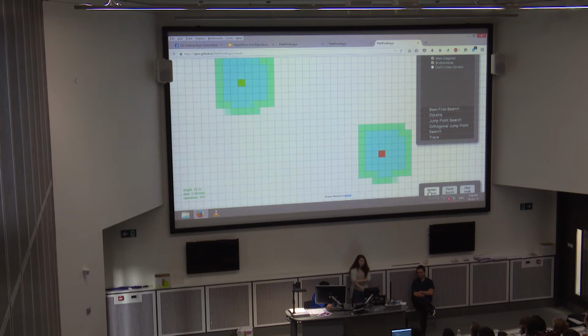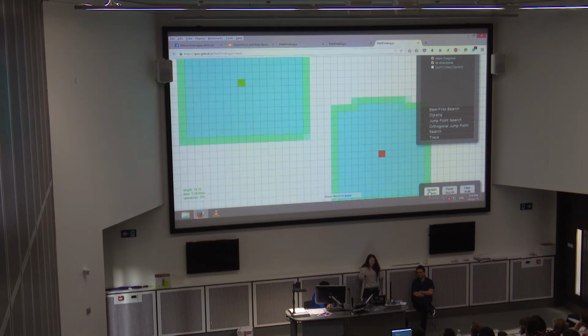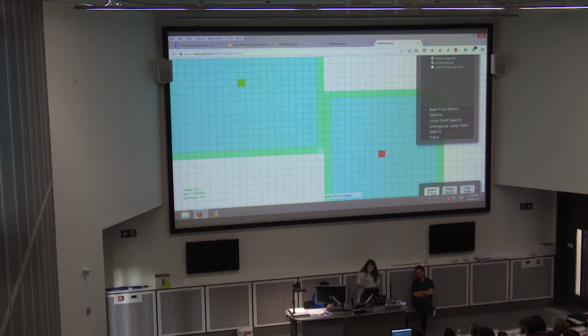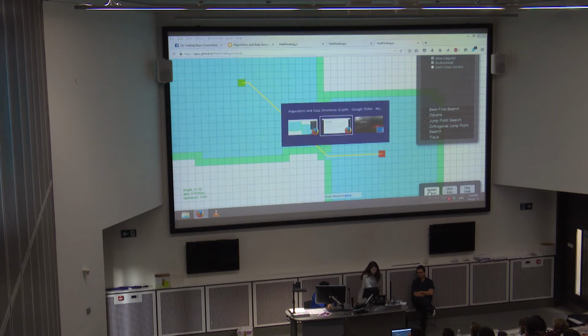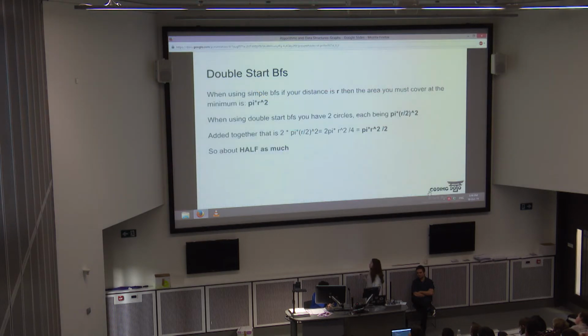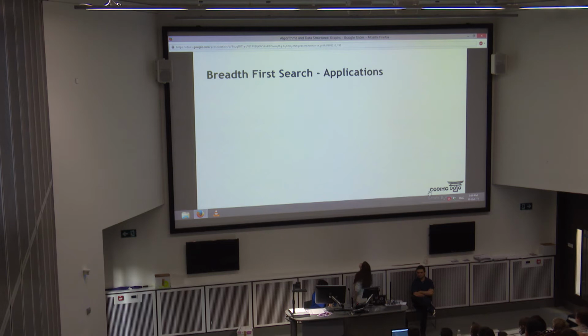As you can see, it starts from both points, and it does two circles, which are going to meet in the middle. The execution time is a lot smaller. Now, I'm going to show some interesting applications of breadth first search.